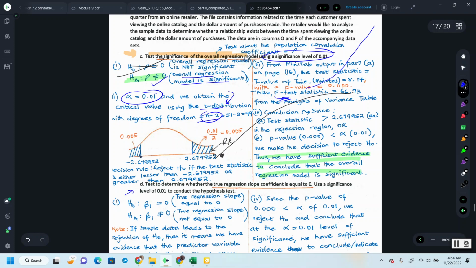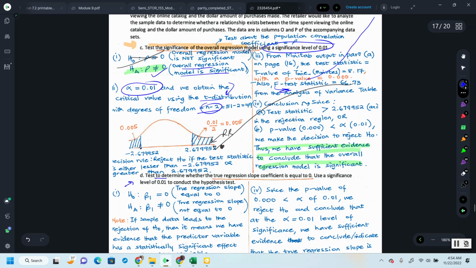Part D, we're to test to determine whether the true regression slope coefficient is equal to 0.